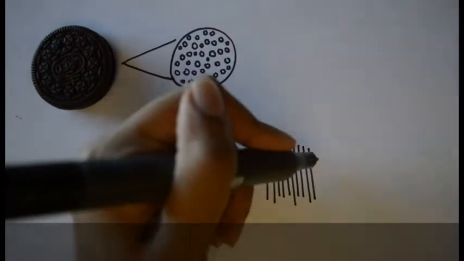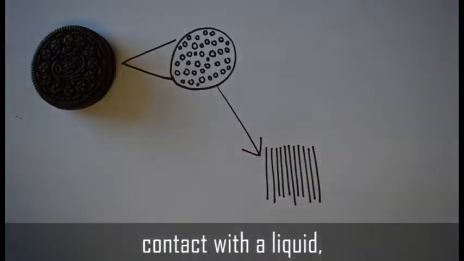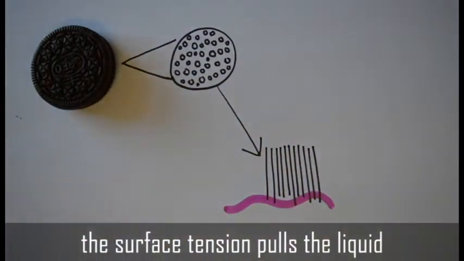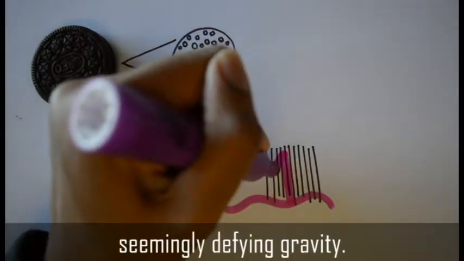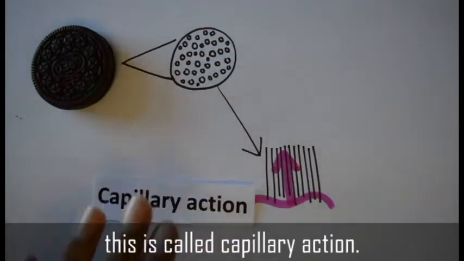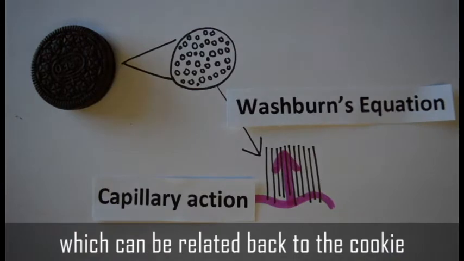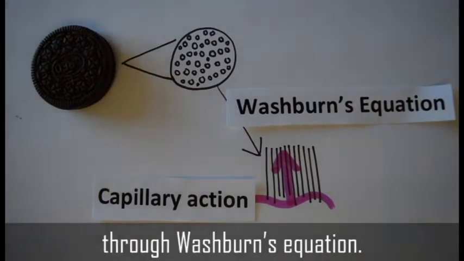Now the coolest thing about capillaries is that when they come into contact with a liquid, the surface tension pulls the liquid up into each of the tubes, seemingly defying gravity. This is called capillary action, which can be related back to the cookie through Washburn's equation.